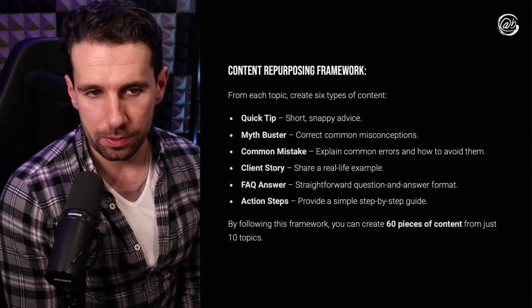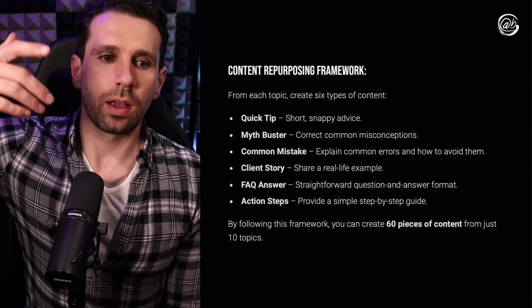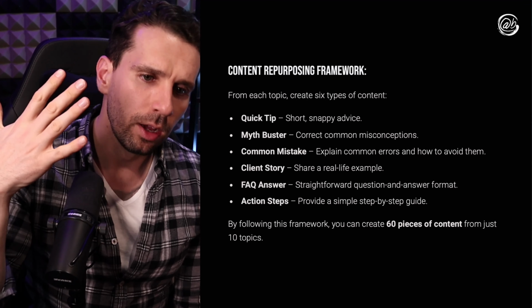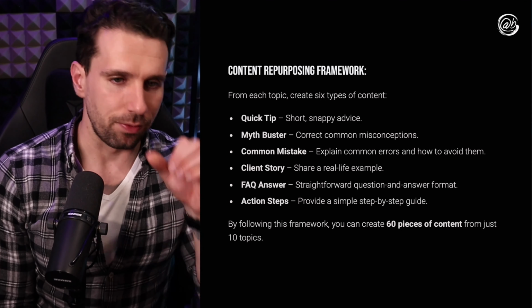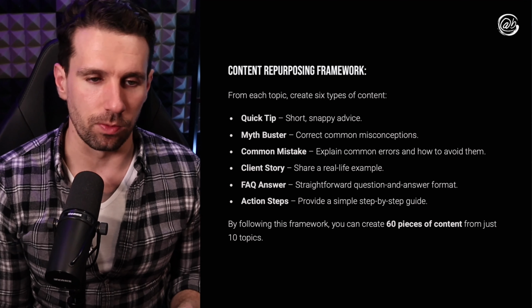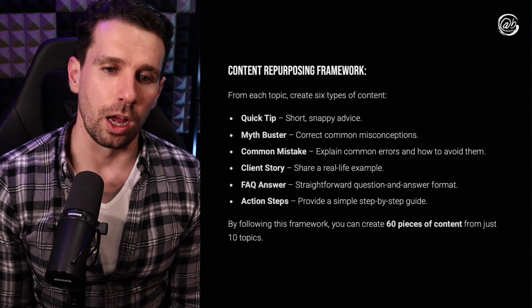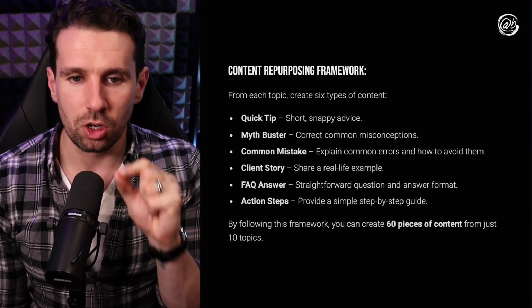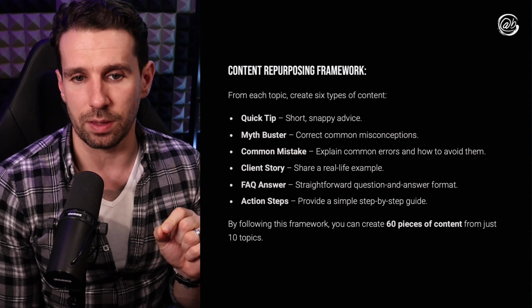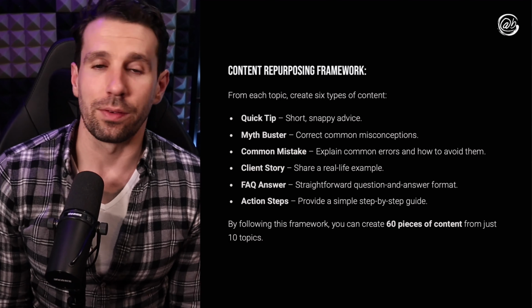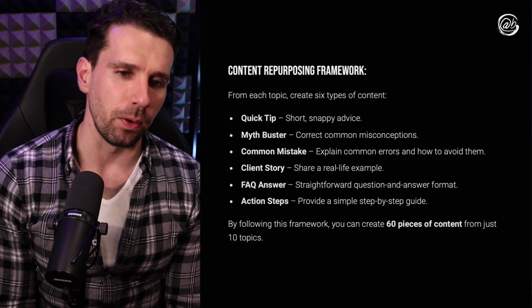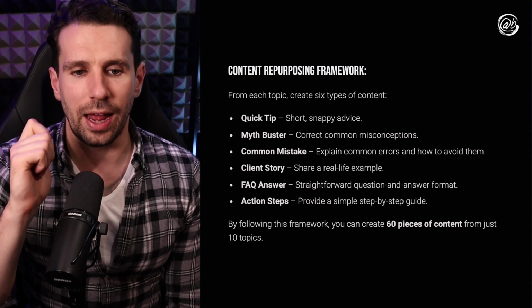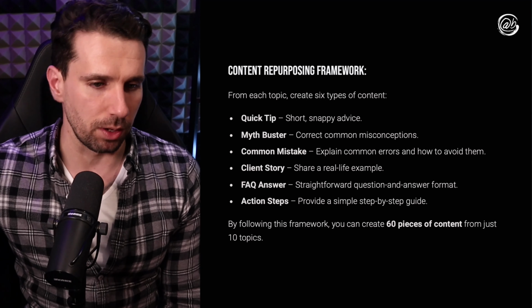Now, on top of this, to make this go infinite, you can even do this, which I call the content repurposing framework. From each topic, you can create 6 types of content. So there are 6 main things you can look at. We have the quick tip, which is a short, snappy piece of advice. We have a myth buster, which is common misconceptions. We have a common mistake, which is explaining common errors that people make and how to avoid them. We have a client story, which is sharing a real life example. We have an FAQ, which is a straightforward question and answer format. And then we have an action step, which is to provide a step-by-step guide.